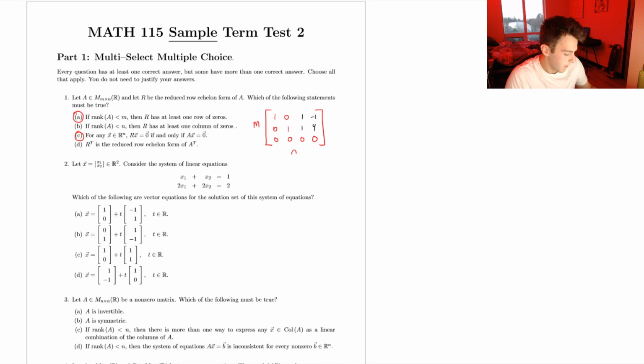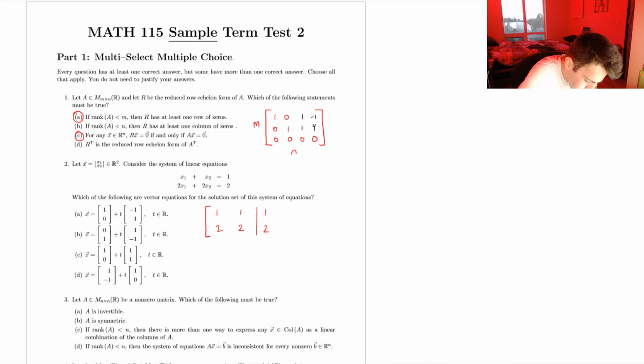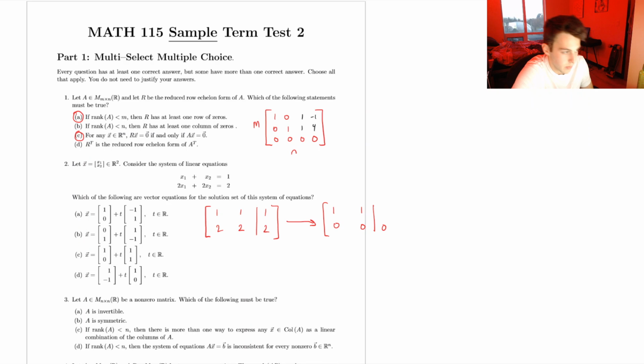Question 2. Let x be some vector in R2 and consider the system of linear equations below. Which of the following vector equations are solutions? Well, we'll find the solutions the same way that we always would, and that's by row reducing. I'm not going to waste the time row reducing. It is pretty easy to row reduce, but just for the sake of time in this video. These systems are the same system, one of them's equation is just multiplied by 2.